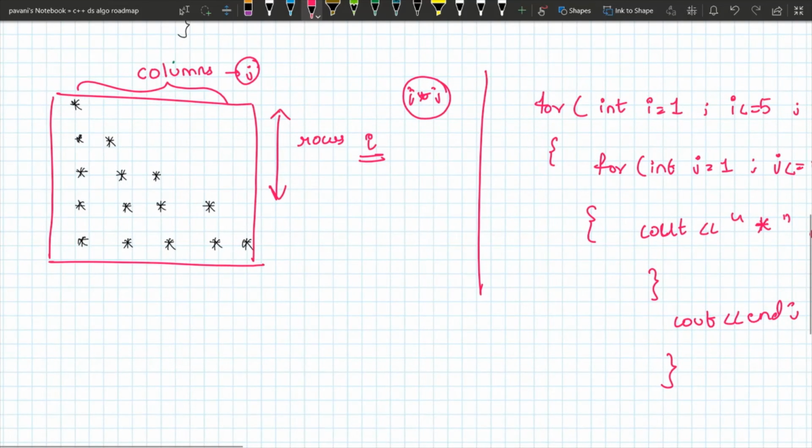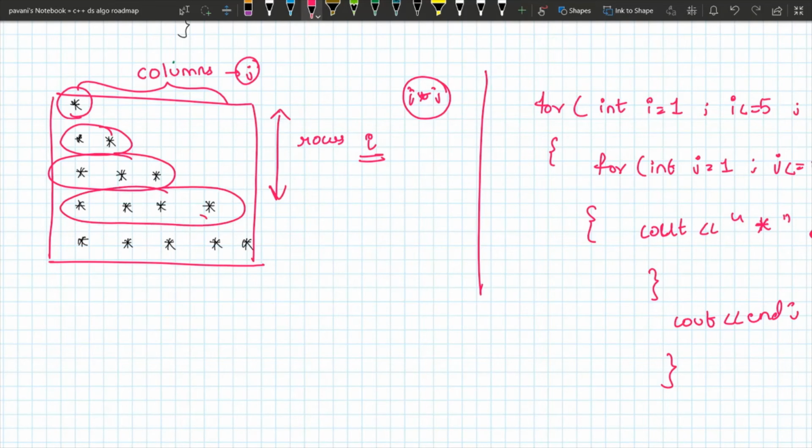Why I've written this means, in the first row the number of stars is 1, in the second row 2, in the third row 3, in the fourth row 4, in the fifth row 5. Means the inner loop is iterating how many times? The number of times the inner loop iterates is equal to the ith value. If I equal to 1, the iterations in the inner loop are 1. If I equal to 2, the iterations in the inner loop are 2.